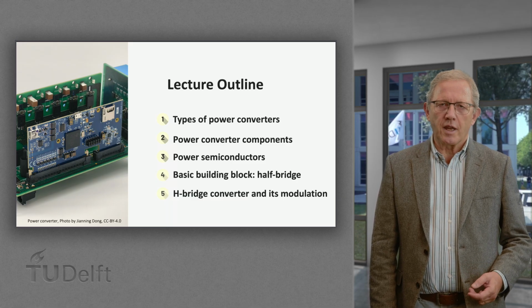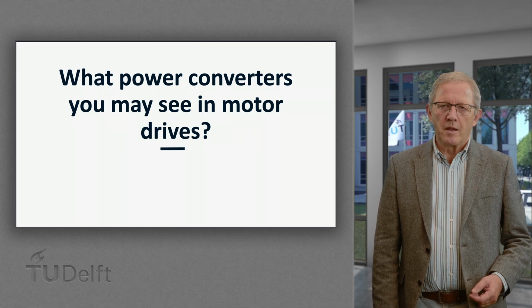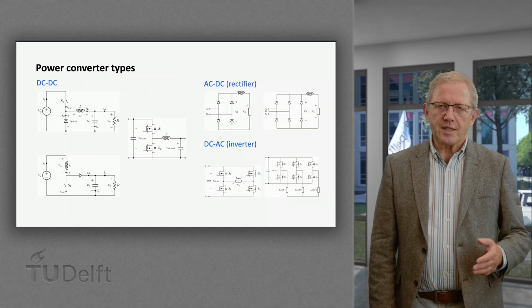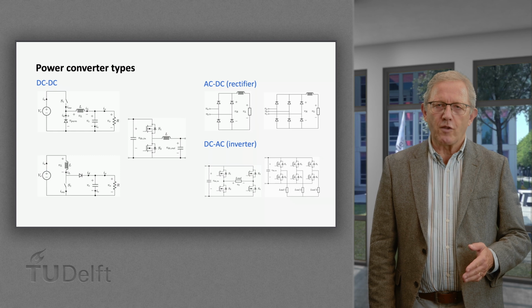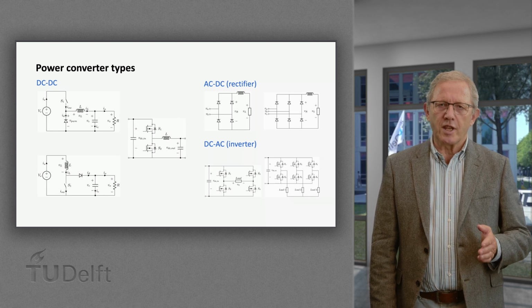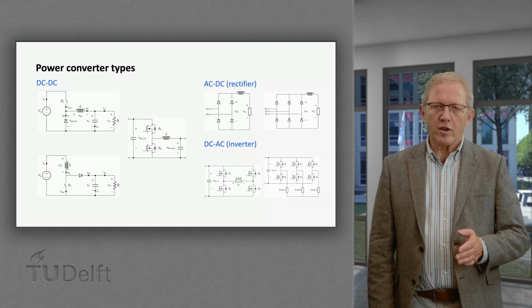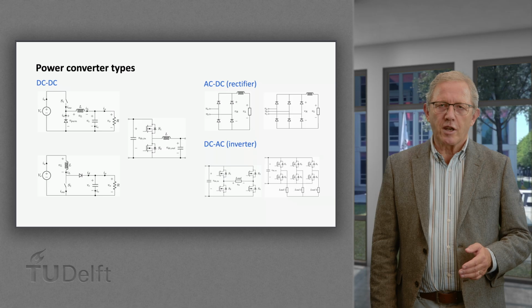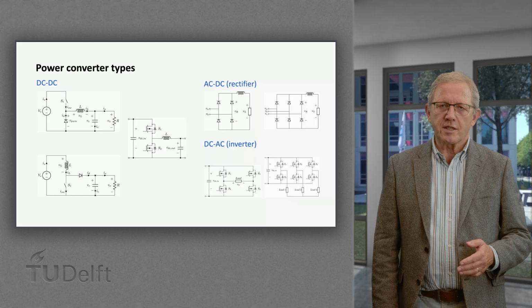Let's first take a look at the various power converters you may see in motor drives. Based on types of input and output, that is to say direct current or alternating current, we may categorize common power electronic converters into a DC to DC converter, AC to DC converter, or DC to AC converter. AC to DC converter is often addressed by the other name of rectifier, and DC to AC converter is often addressed as inverter.